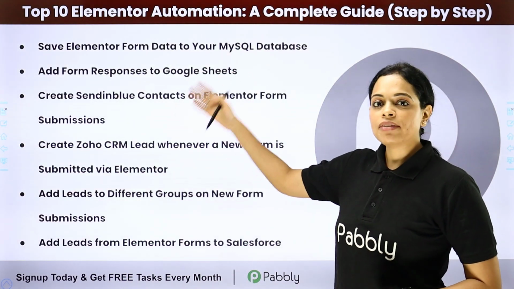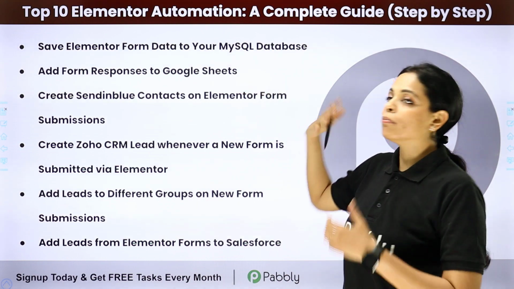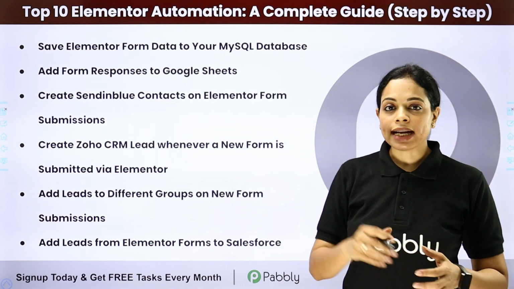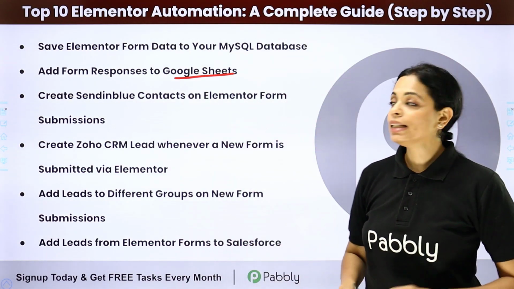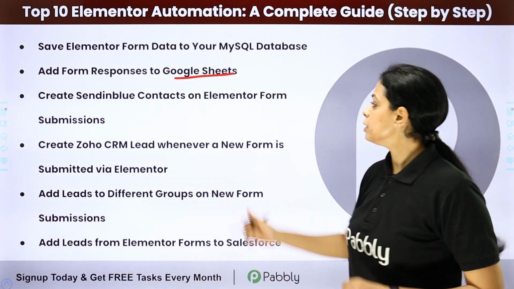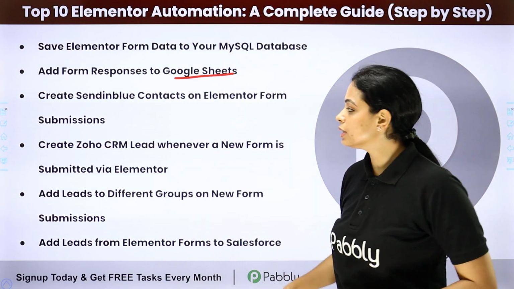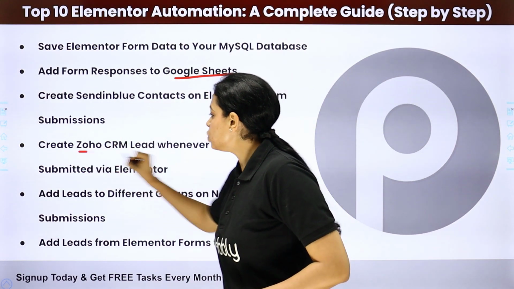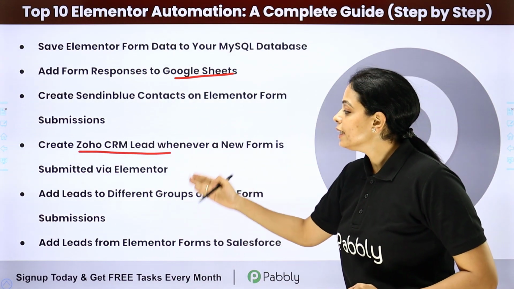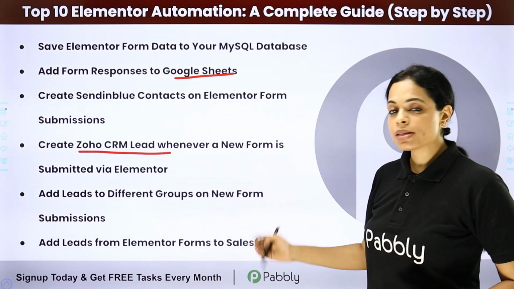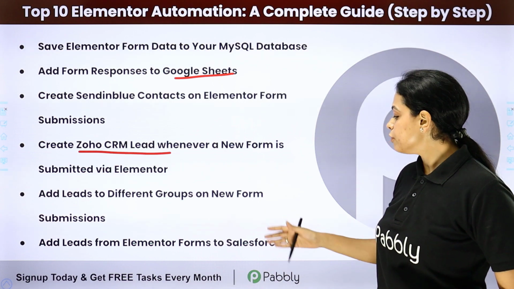Like you have save Elementor form data to your MySQL database, or you can add the responses that you receive to your Google Sheets. How can you create Sendinblue contacts or Brevo contacts on Elementor form submissions? Similarly, you have to create a Zoho CRM lead whenever the form is submitted. Add leads to different groups on new form submission, and add leads from Elementor forms to Salesforce.